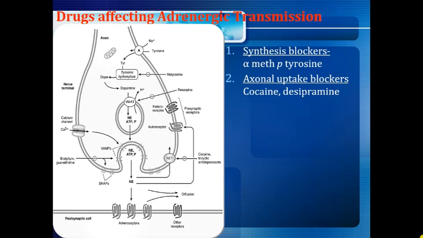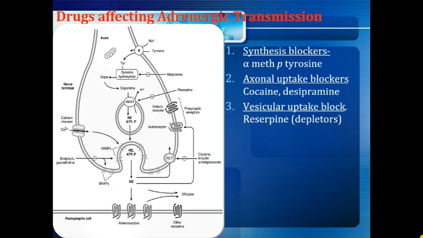Another type of blockers are axonal uptake blockers. These drugs are cocaine and desipramine. They inhibit the uptake of norepinephrine into the pre-junctional neuron. So whenever cocaine or a tricyclic antidepressant like desipramine is present, it inhibits the uptake mechanism of norepinephrine. So back uptake into the neuron does not take place, which means norepinephrine will remain in the synaptic cleft for a longer period of time and enhance its action.